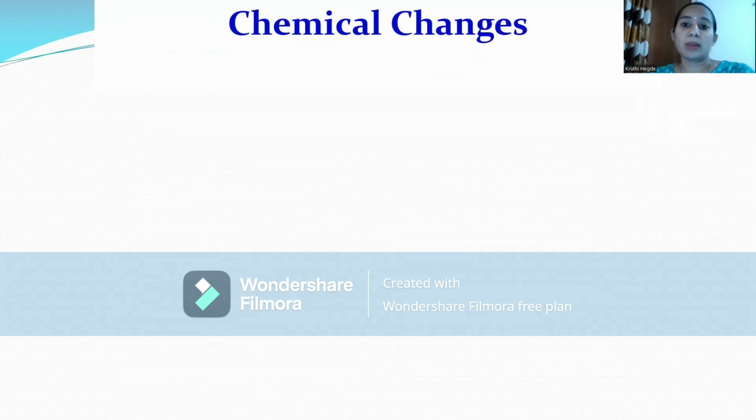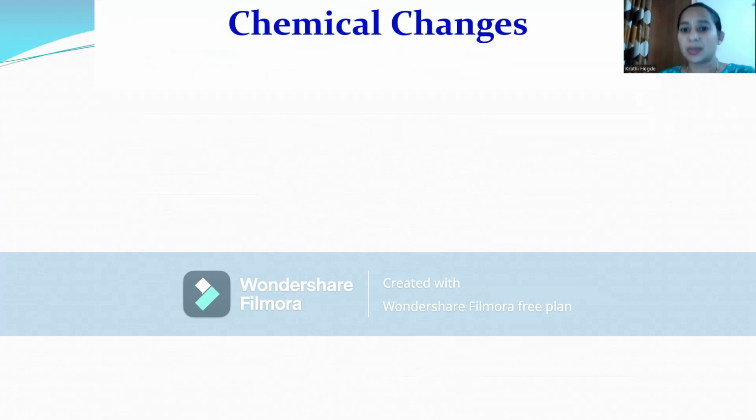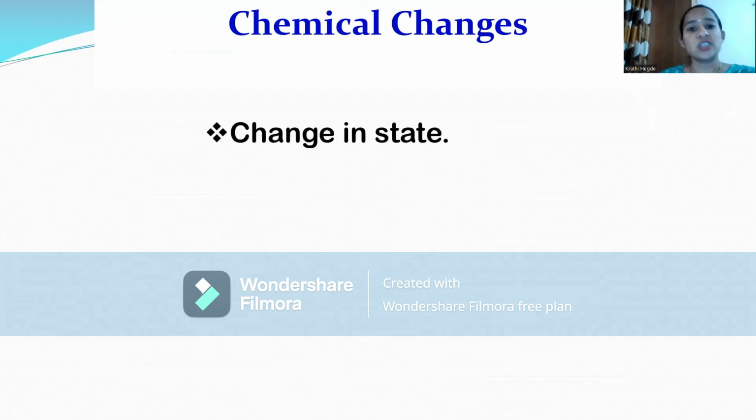Let us understand more about these chemical changes. What are the factors that we can observe during chemical change? First thing, change in state. During chemical change, there may be a change in state of matter. For example, when zinc reacts with sulfuric acid, zinc is a solid which is available as granules. This zinc, when added to sulfuric acid, forms zinc sulfate, which is a solution. So there is a change in state of matter.